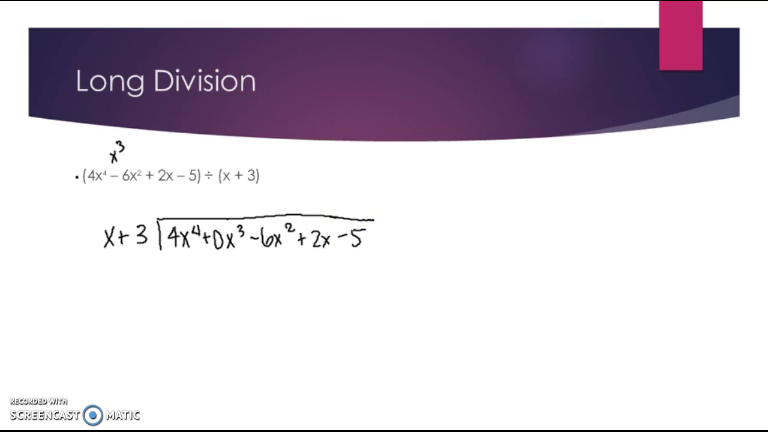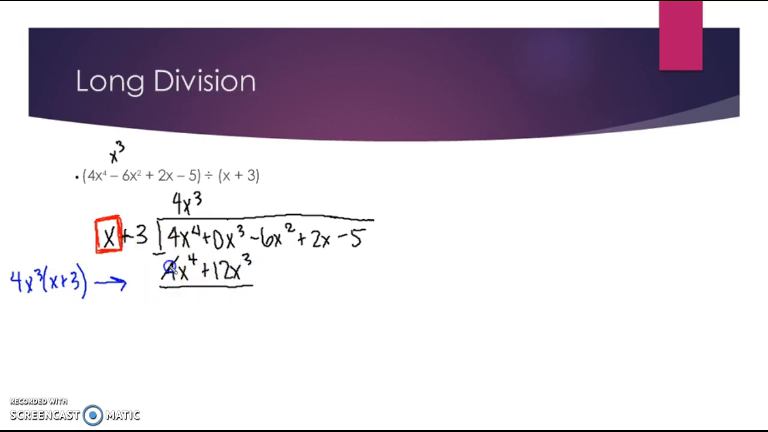And remember, whenever we're doing long division, we always start with whatever that first term is that we're dividing by. All right, so in this case, I'm working with x. So x, got my plus here, x times something gives me 4x to the 4th. And that something is 4x cubed. So now I'm going to take 4x cubed and multiply it by x plus 3. And that's going to give me my first line down here. So 4x cubed times x is 4x to the 4th. And then 4x cubed times 3 is 12x cubed.